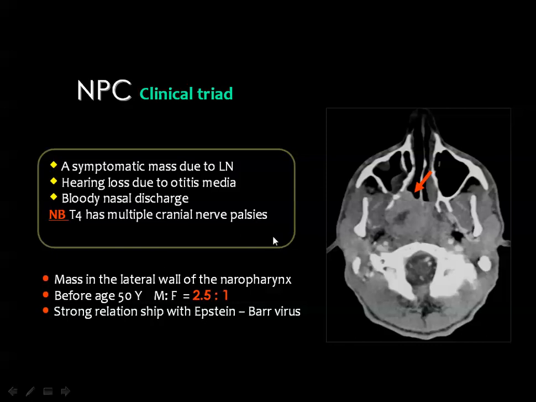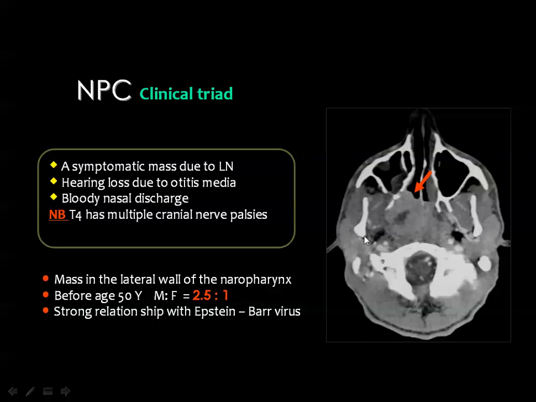This is the presentation, the clinical triad: an asymptomatic mass in the neck due to metastatic lymphadenopathy. And this is one of the common presentations. The tumor itself is not symptomatic, but the metastatic nodes will appear as masses in the neck.